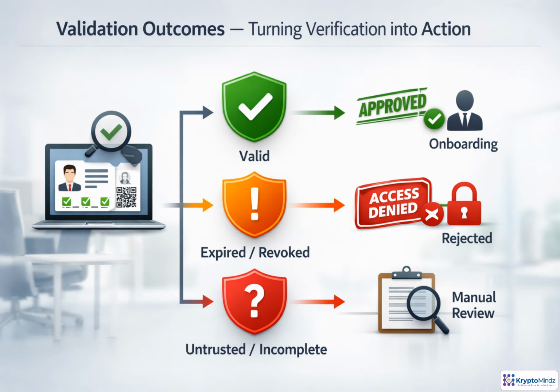Validation outcomes should always drive a clear business decision. If everything checks out, the result is valid, and onboarding can safely continue. If a credential is expired or revoked, the default is rejection, unless your policy defines a fallback. If the issuer isn't trusted, the type isn't supported, or key claims are missing, you typically stop automation and route the case to manual review, capturing an auditable reason every time.